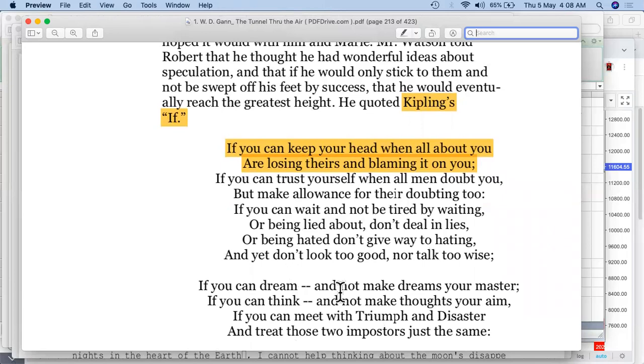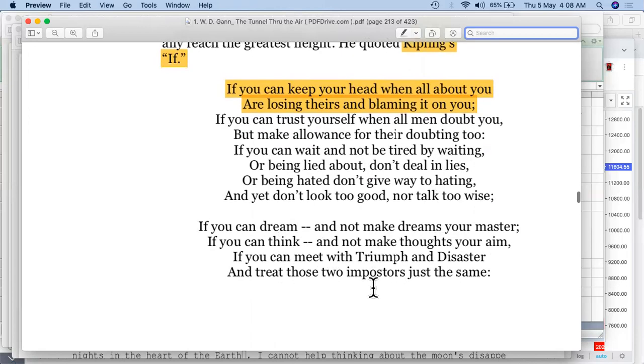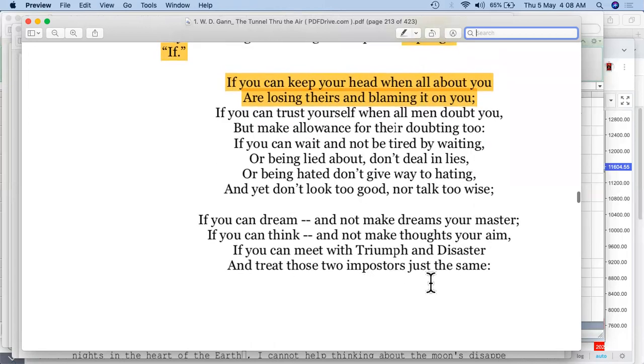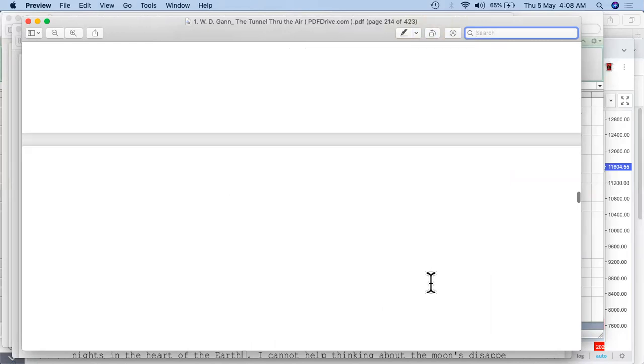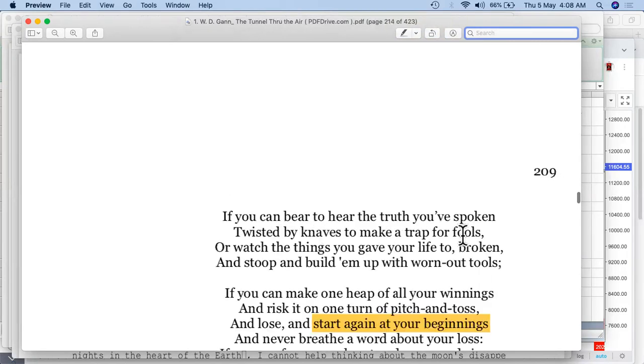If you can dream and not make dreams your master, if you can think and not make thoughts your aim, if you can meet with triumph and disaster and treat those two impostors just the same, if you can bear to hear the truth you have spoken twisted by knaves to make a trap for fools, or watch the things you gave your life to broken, and stoop and build them up with worn-out tools.